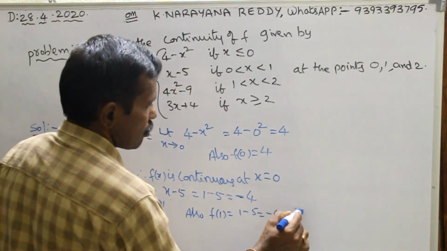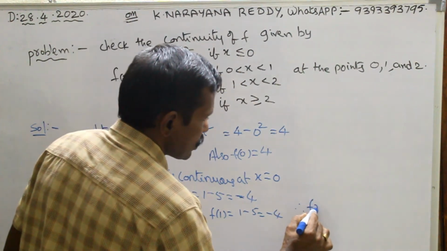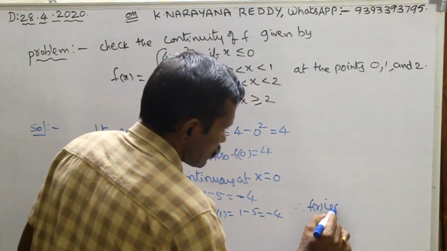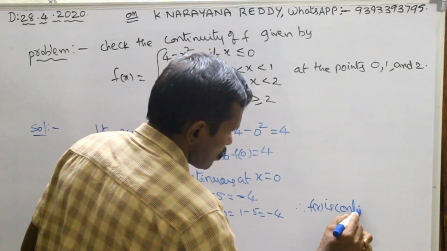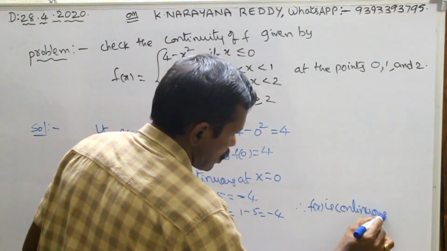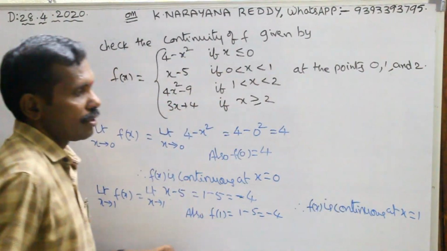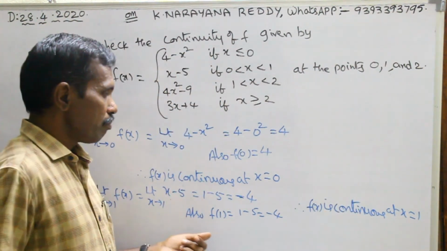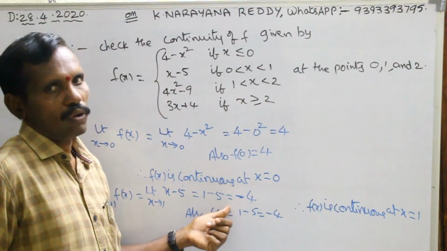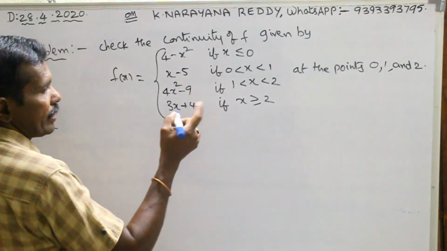Therefore, f of x is continuous at x equals 1. This is an important point. Okay? Because both two are equal. Yes or not? Now let us take 2.